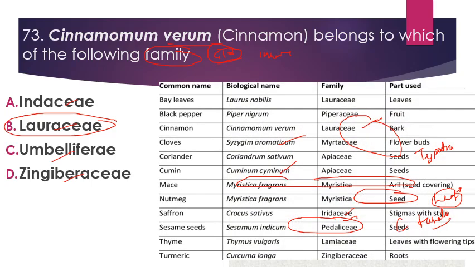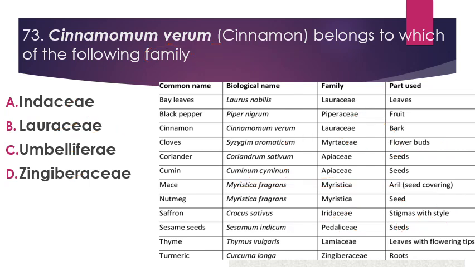The next we have some other families to which some spice plants belong. Like we have bay leaves. Its scientific name is Laurus nobilis, and it belongs to family Lauraceae and part used is leaves. Then black pepper, its scientific name is Piper nigrum. Nigrum means black. It is similar to the word negro, which means black. It belongs to family Piperaceae, and the part used is fruit. Then next to cinnamon, that I've already discussed, Cinnamomum verum, it belongs to family Lauraceae, part used is bark.